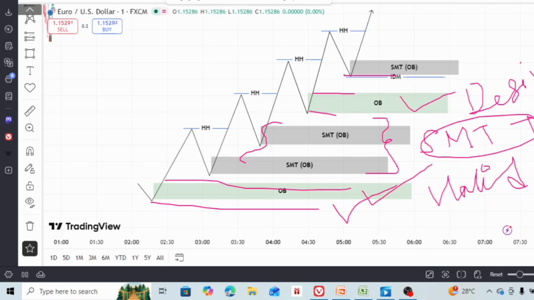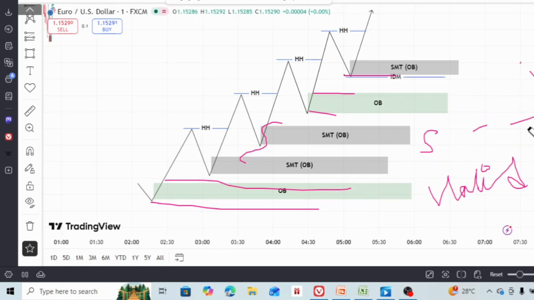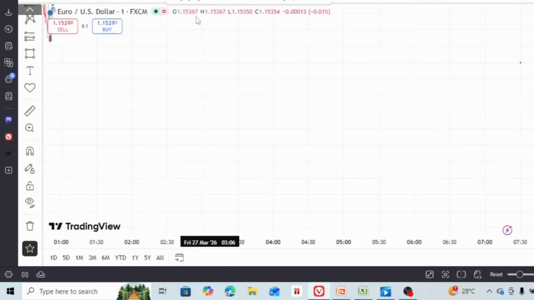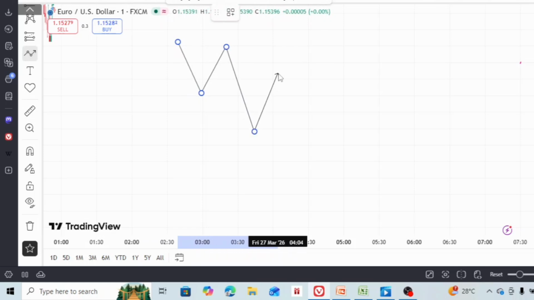And then it's the same for the bearish scenario as well. It's just the opposite of the uptrend, but I can also show you. Let me just erase these ones. So in a downtrend it will be like this, the market moving in a downtrend.